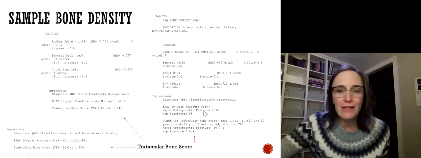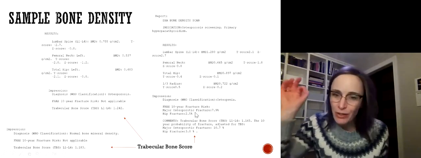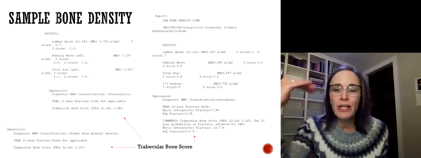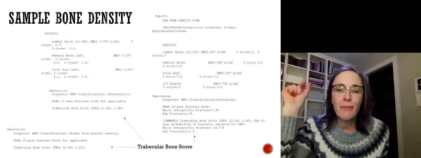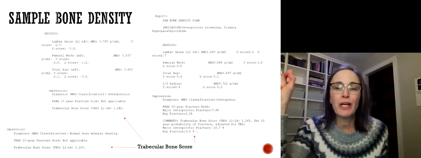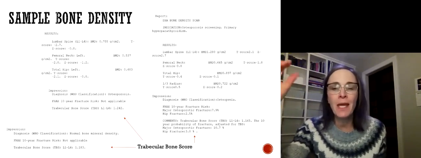Now, they reported FRAX, okay? So what they said is that the chance of this person having a major osteoporotic fracture is 7.9% over the next 10 years. Chance of them having a hip fracture is 2.5%. Now, one of the things I did not tell you is that when you are looking at your FRAX, treatment is recommended if the chance of a major osteoporotic fracture is greater than 20%, or if a hip fracture over the next 10 years is greater than 3%.